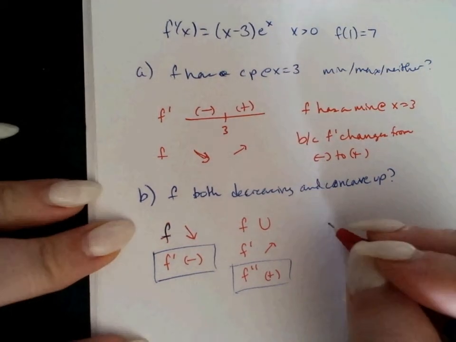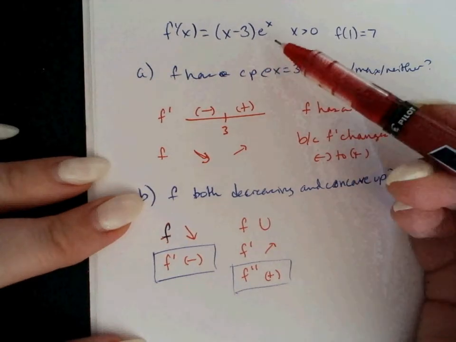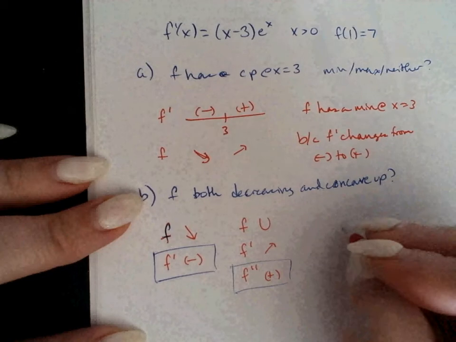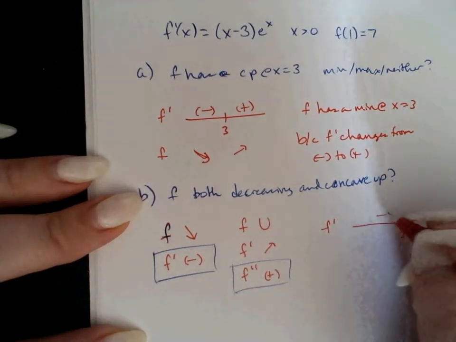So if we look at f prime, it only has a critical point at 3. That's its only critical point, because e to the x never equals 0. So for f prime, sign chart, we already know negative, positive, right?